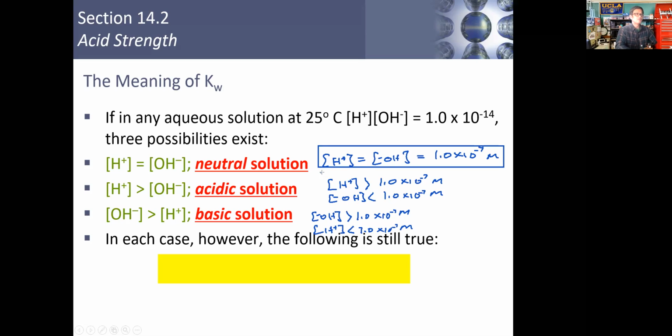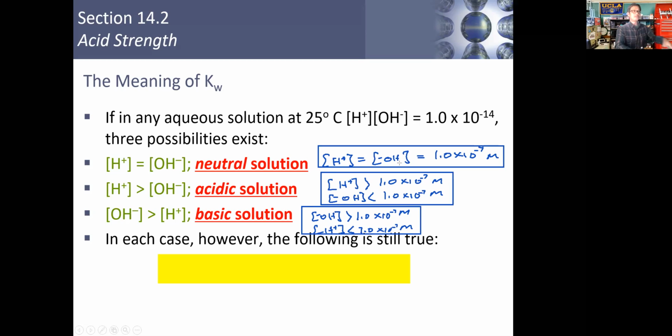For an acid solution, the hydrogen ion concentration will be greater than 10 to the minus 7 molar, and the hydroxide ion concentration will be less. For a base solution, the hydroxide ion concentration will be greater than 10 to the minus 7, and the hydrogen ion concentration will be less. You only need to measure one of these.